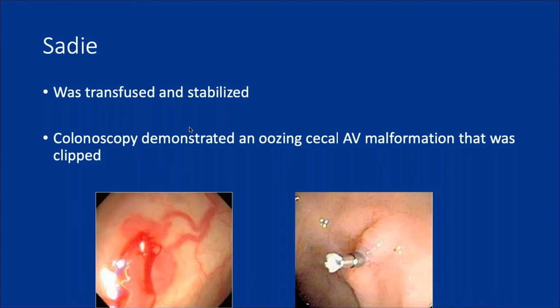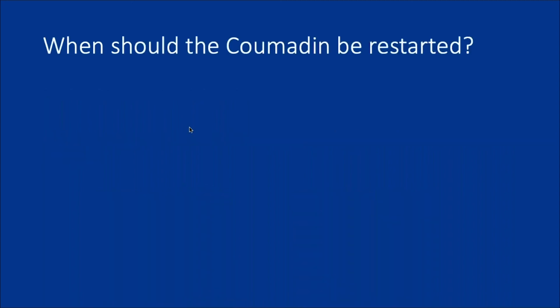Colonoscopy showed an oozing cecal AV malformation, which is a blood vessel. Typical appearance is on the left side, and on the right side is a clip, which was used to clip it and seal it off from preventing it from rebleeding. And when should the Coumadin be restarted? Well, this is also a change in how we approach this situation.